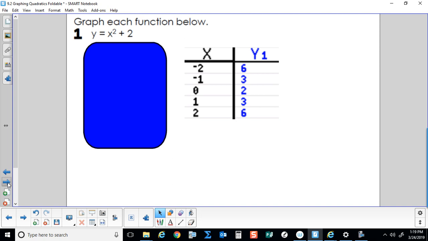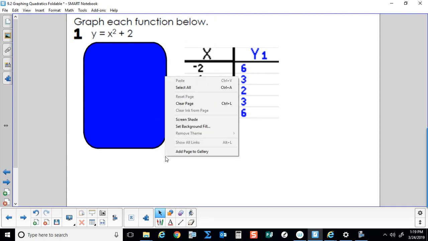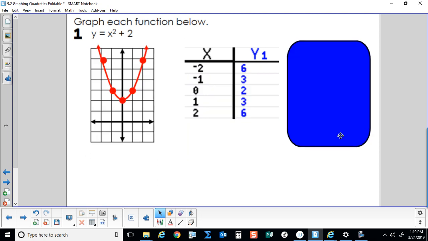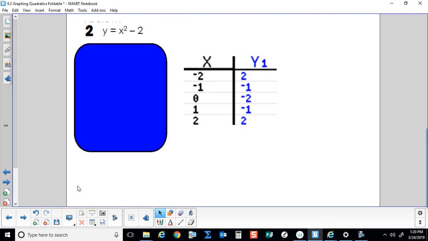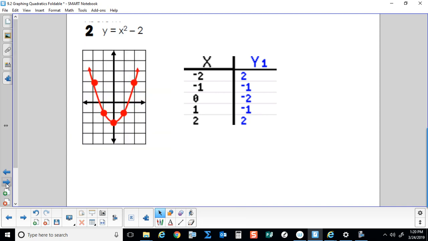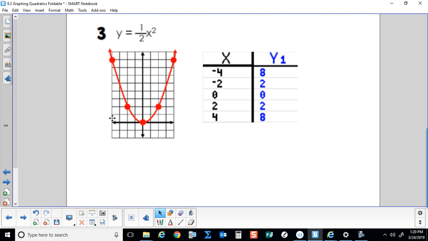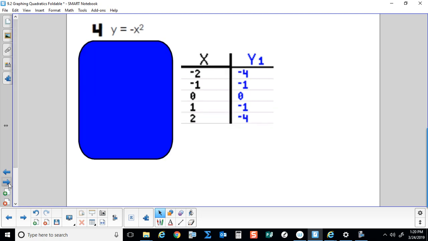Graph each function below. Y equals x squared plus 2. So go ahead and use these values to graph that function. Graph number 2. Graph number 3. And graph number 4.